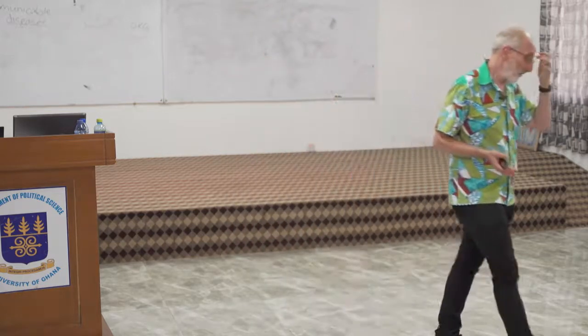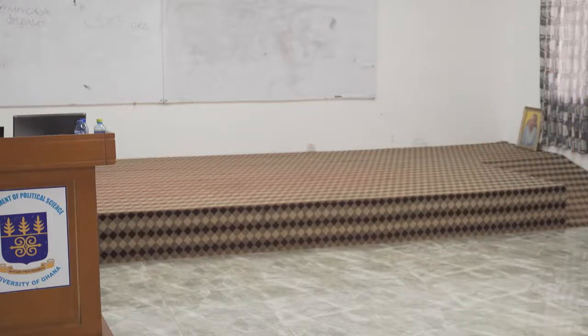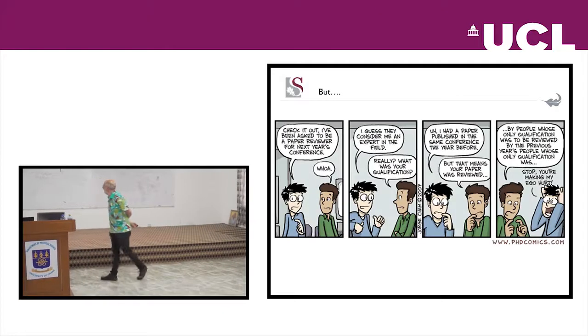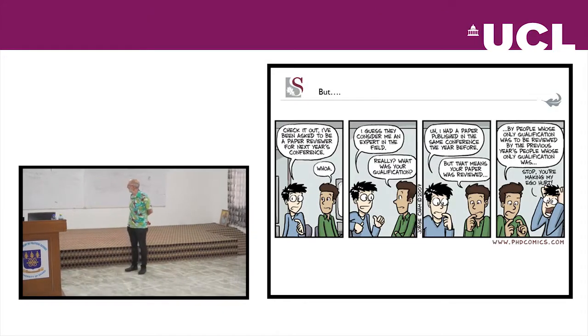But you must remember, who are the peer reviewers? I mean, this is from the field of physics. This guy's saying, I've been asked to be a reviewer for next year's conference. I guess they consider me to be an expert. But what was your qualification? Well, I had a paper published last year. But that means your paper was reviewed by people whose only qualifications were that they had... Stop, you're making my ego hurt.